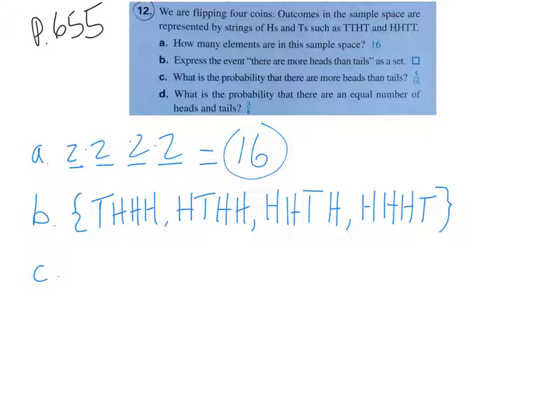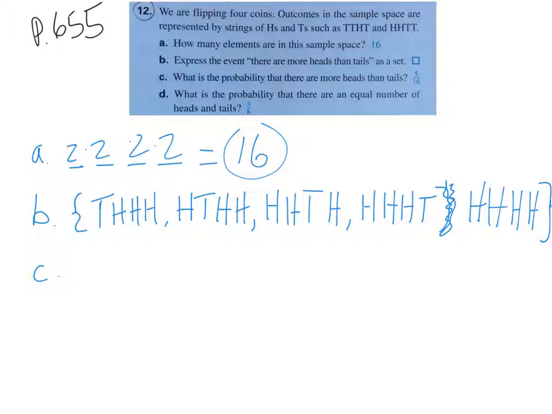I missed one. Obviously, you can have more heads than tails if you have all heads, right? So I forgot that you can have heads, heads, heads, heads. There we go. So, yeah, obviously 3 heads and 1 tail is more heads than tails, but all heads and no tails is also more heads than tails. So back here in part B, we missed the all H's. So that's five ways. 5 ways we can get more heads than tails out of 16 possible outcomes.